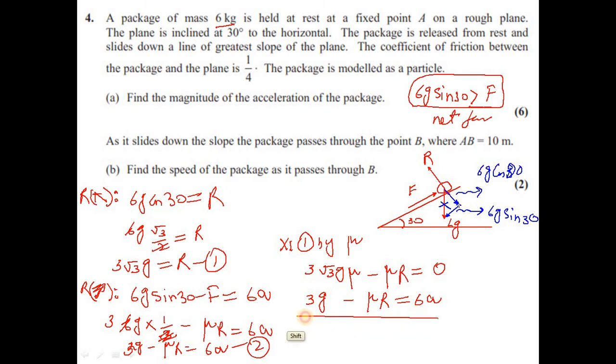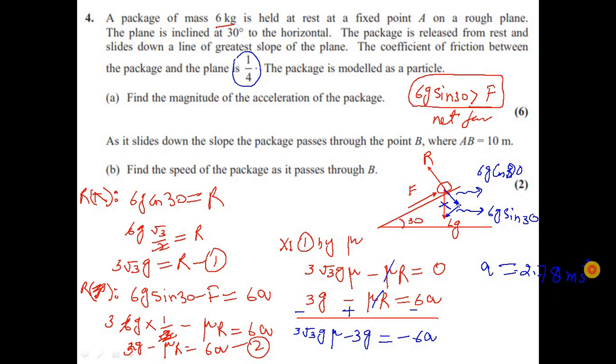Subtracting means we need to change the sign of the lower equation. That means this is minus 6a plus mu R and minus 3g. So finally mu R gets cancelled. So 3 root 3 g mu minus 3g is equal to minus 6a. Now you have everything. g is 9.8, mu is 0.25, that is a quarter, and you can figure out a. If you send minus 6 on the other side and substitute all the values, a would be equal to 2.78 meters per second squared. This is the acceleration.